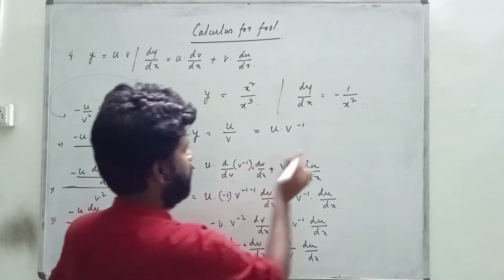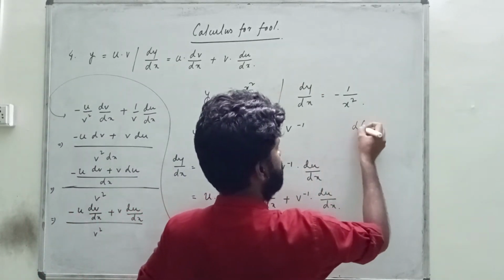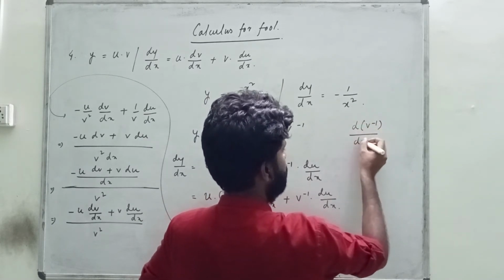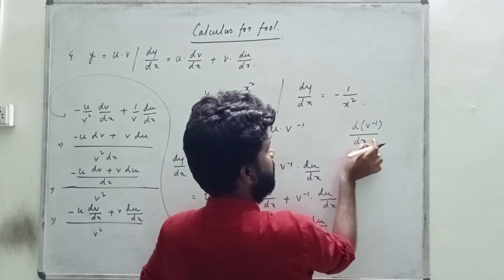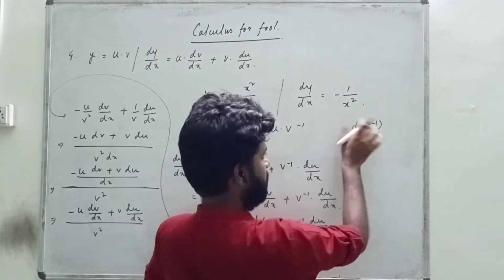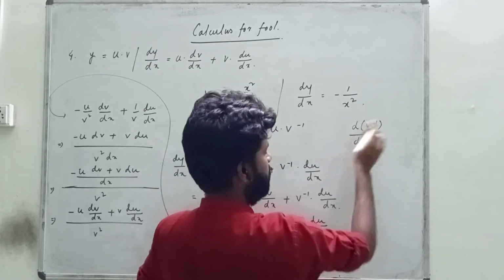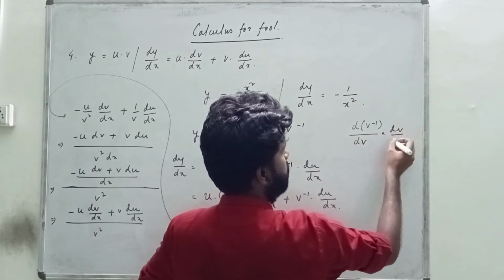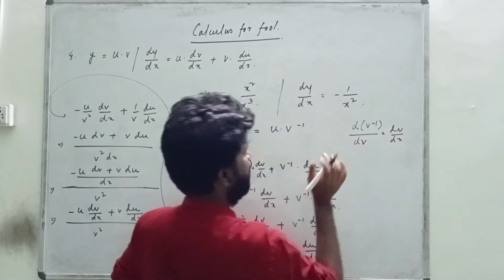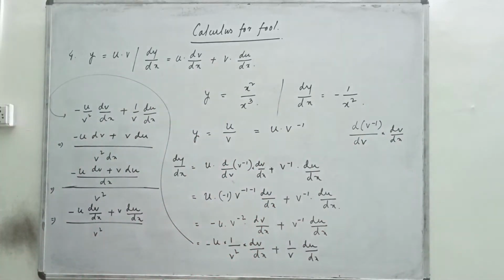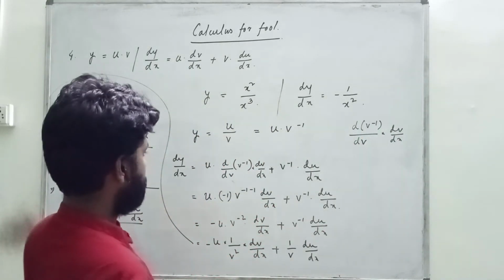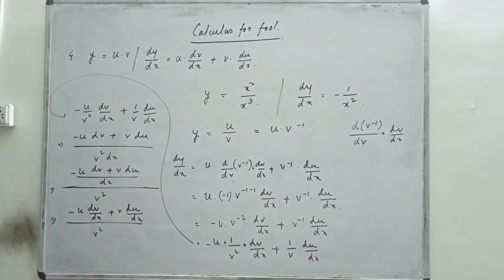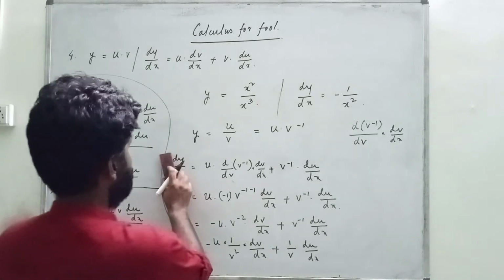There was dv to the power minus 1 over dx, but there is x, there is v. So I can't find dy over dx directly. I actually put dv here, and for the correction term I will introduce dv over dx and nothing else. Okay, just very simple. So now it is our result.